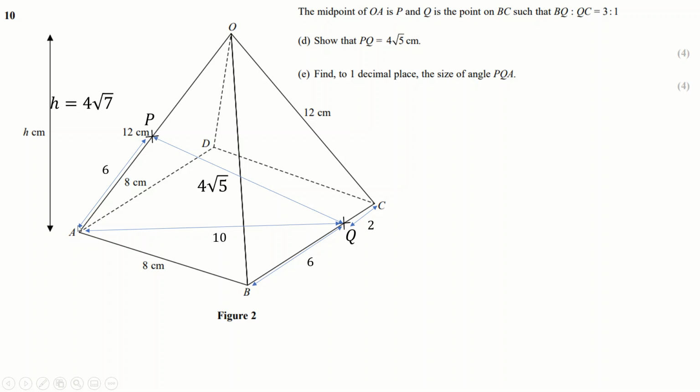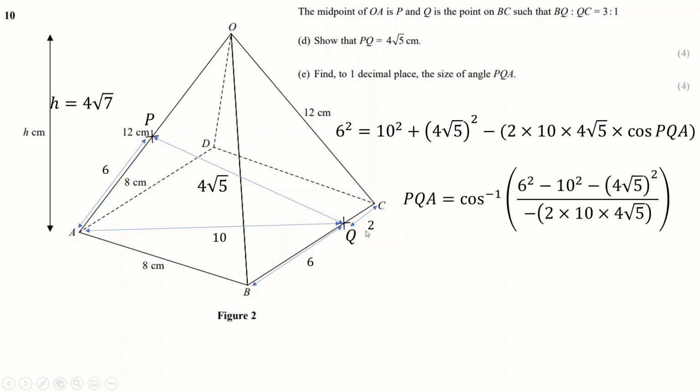And now of course I've got a triangle here with 3 sides known, so I'll just do cosine rule to find P to Q to A. Rearrange it if you want to, type that all into a calculator in one go, and you get 36.4.